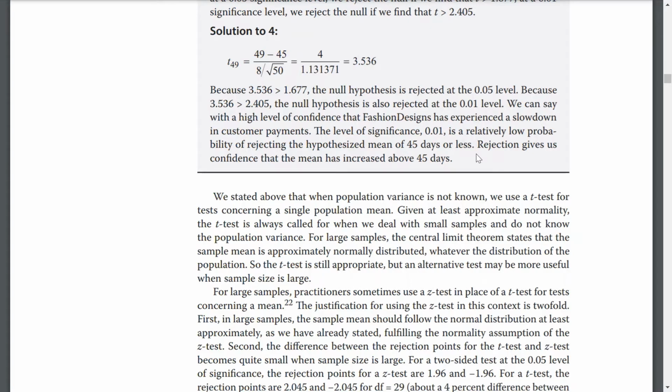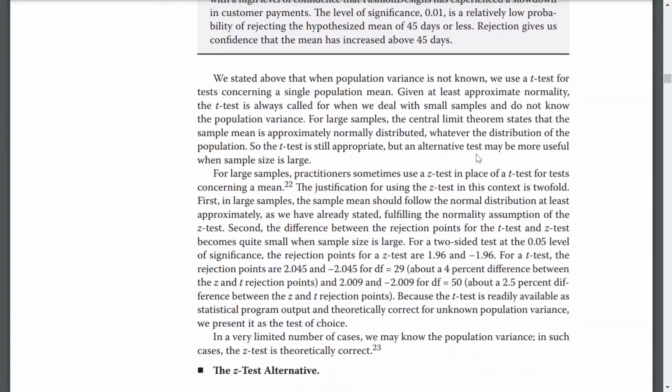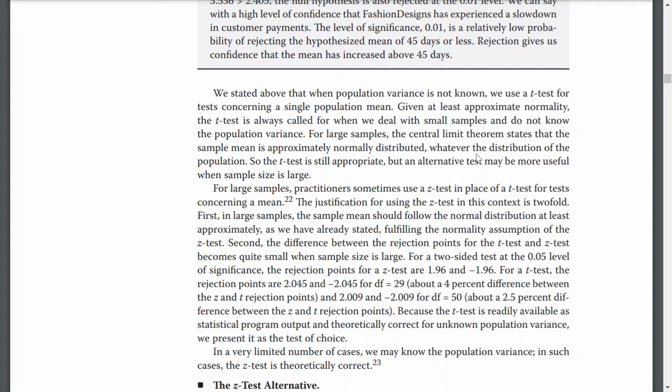The level of significance, 0.01, is a relatively low probability of rejecting the hypothesis of a mean of 45 days or less. Rejection gives us confidence that the mean has increased above 45 days. We stated above that when the population variance is not known, we use the t-test for tests concerning a single population mean. Given at least approximate normality, the t-test is always called for when we deal with small samples and do not know the population variance.